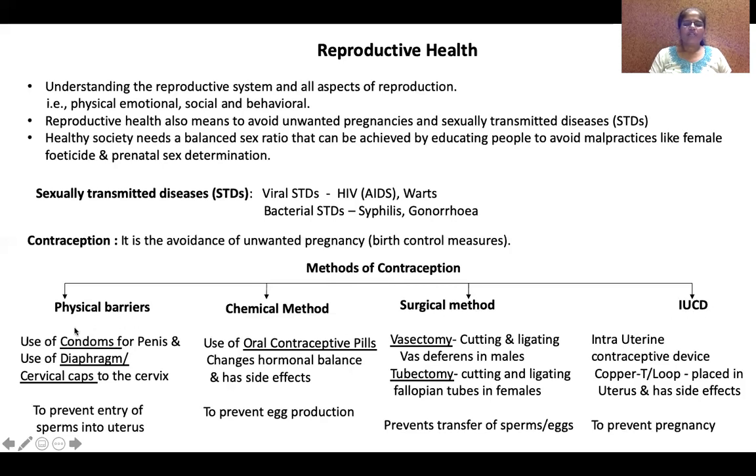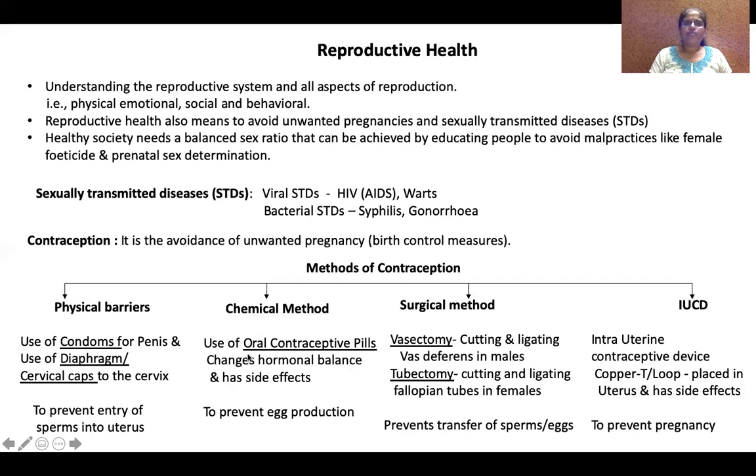The first method is physical barriers, that is use of condom. Males should use condoms before having sex, or females can use cervical caps or diaphragm. It's a plastic rubber type of thing that covers the cervix, and it prevents the entry of sperms into the uterus, so that pregnancy can be avoided.